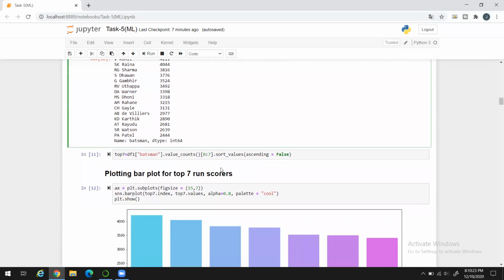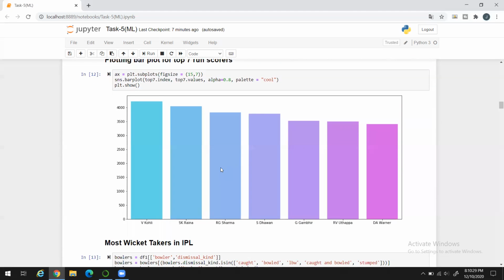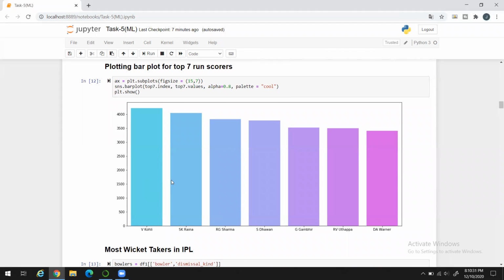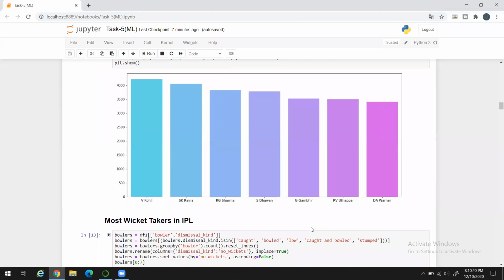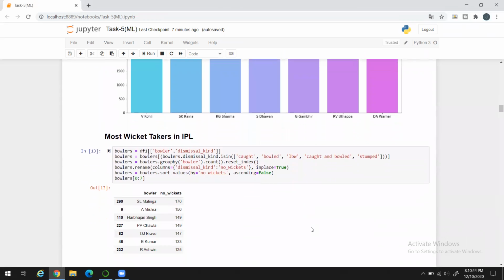Let's see the top 7 run scorers by plotting a subplot or bar plot. Now we can observe all the 7 batsmen, that is Virat Kohli, Raina, Rohit Sharma, Dhawan, Gambhir, Uthappa, and Warner. Here, an interesting thing is now the most wicket takers in the IPL history.